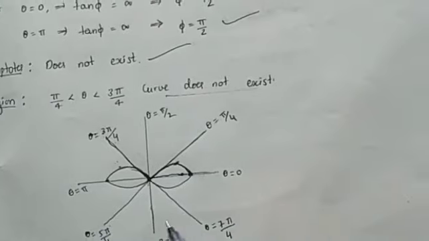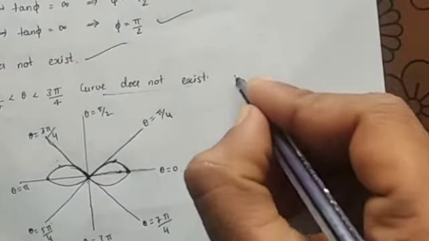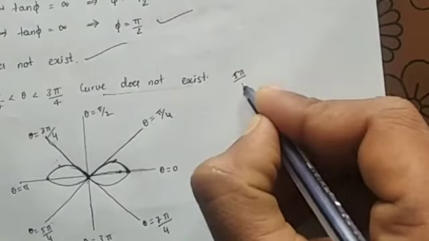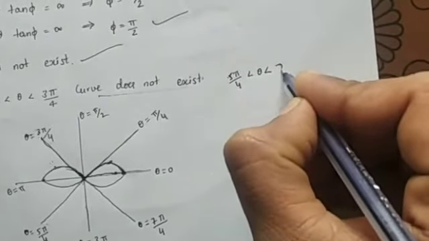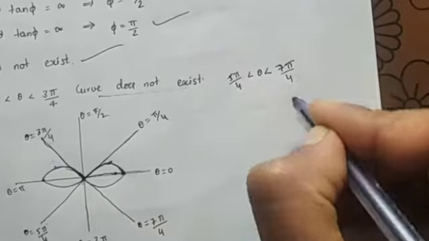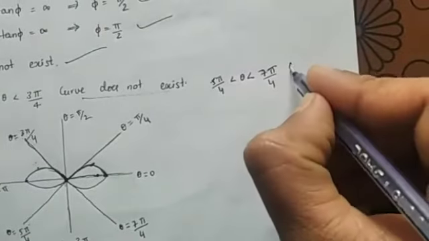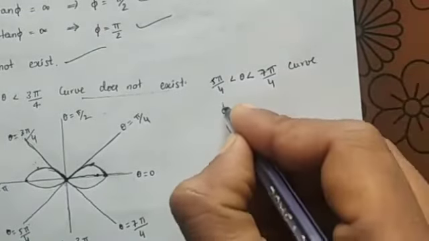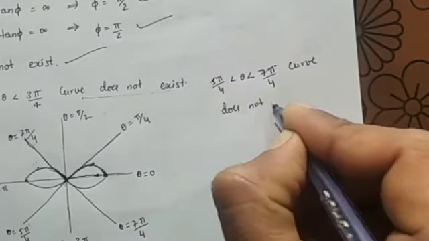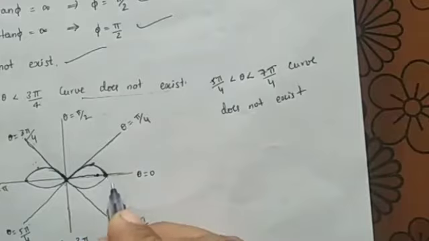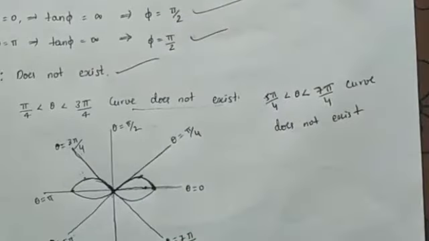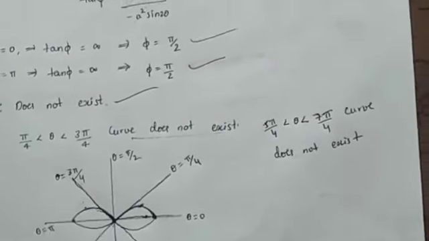And for the theta value 5 pi by 4 less than theta less than 7 pi by 4, the curve does not exist. The next one is the tangents at other points.